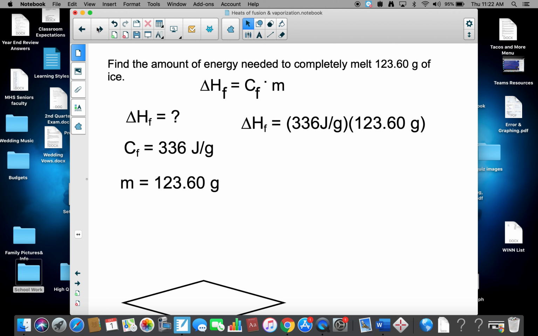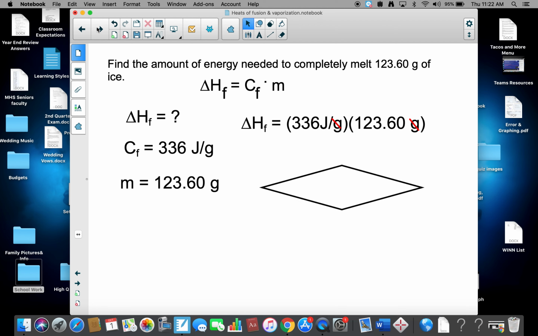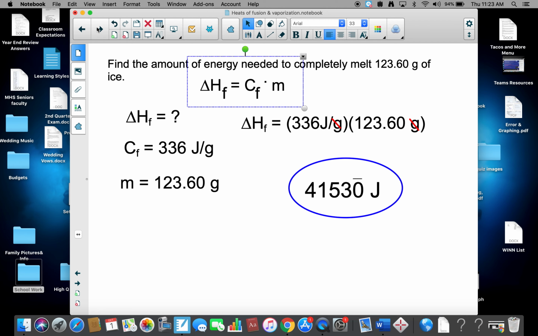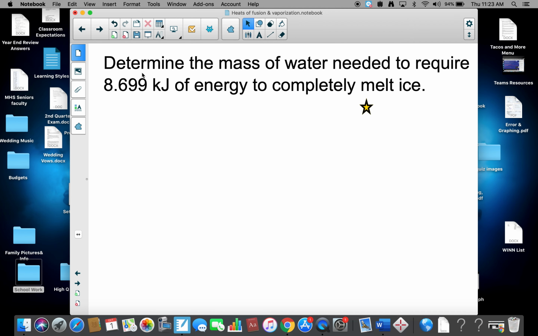Delta H_f is C_f times m, 336 joules per gram times 123.60 grams. My grams cross out, multiply through. My answer comes up. Answer is 41,530 joules, with a bar over that zero. That is my answer. Alrighty, so next, let's look at this problem.